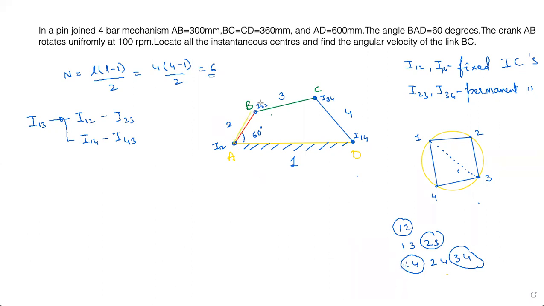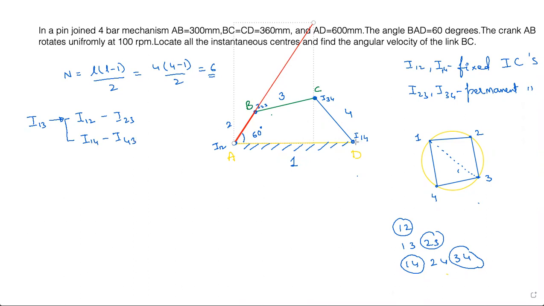So you can see I'm extending this line, I12 and I23. Let me extend with the same color as the line, right? So that there is not much confusion. Yes, just extend that line, I12 and I23.